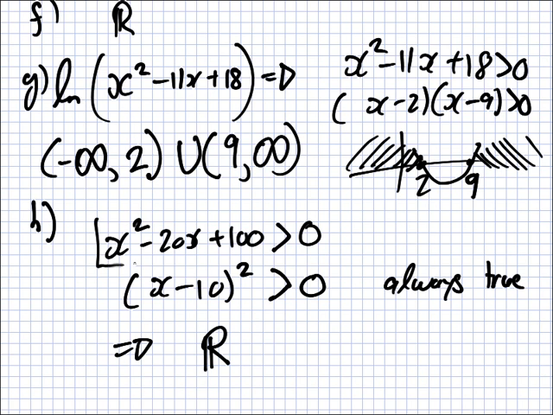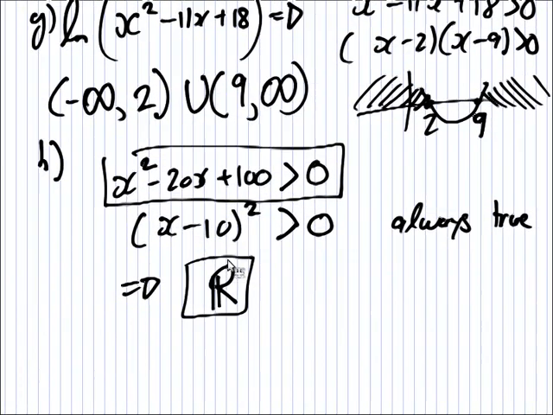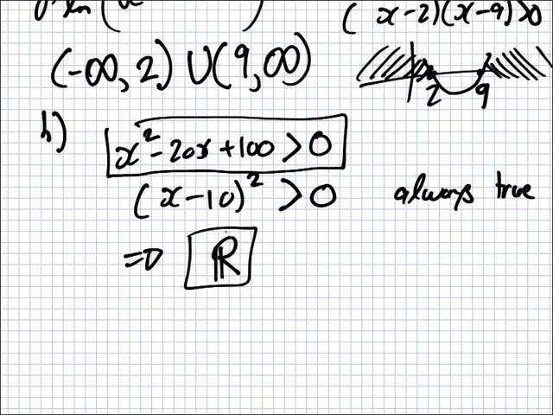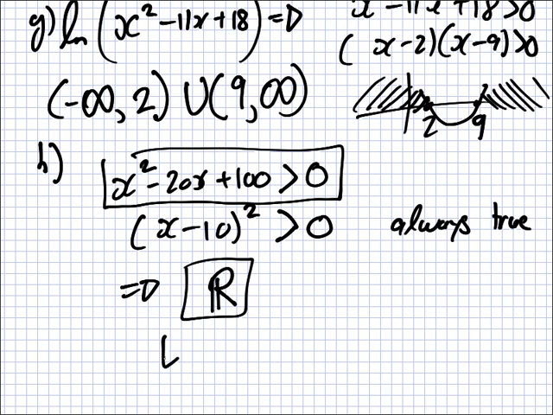Because this is always more than 0, it means you can use any value. I think you get the idea. So that's domain. So how about the one with 10? Anything except 10, because 10 you can't use, because that would make it 0.